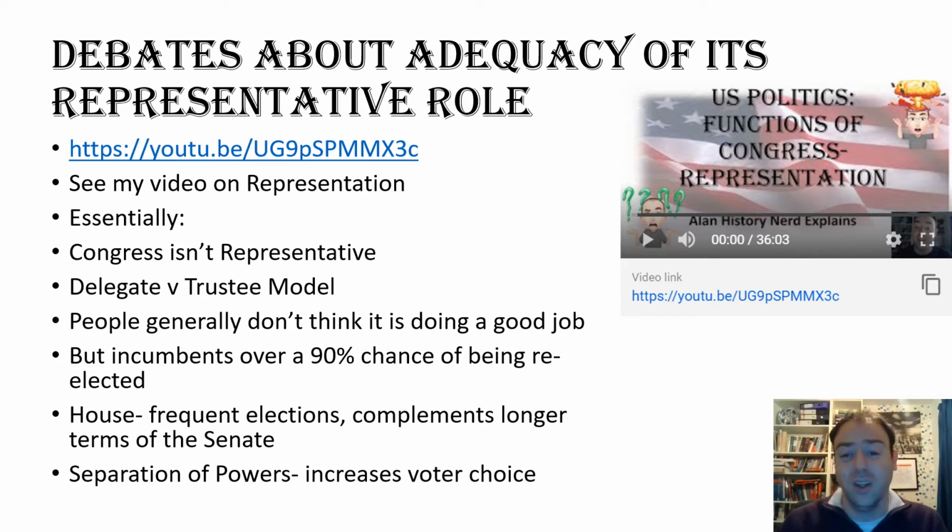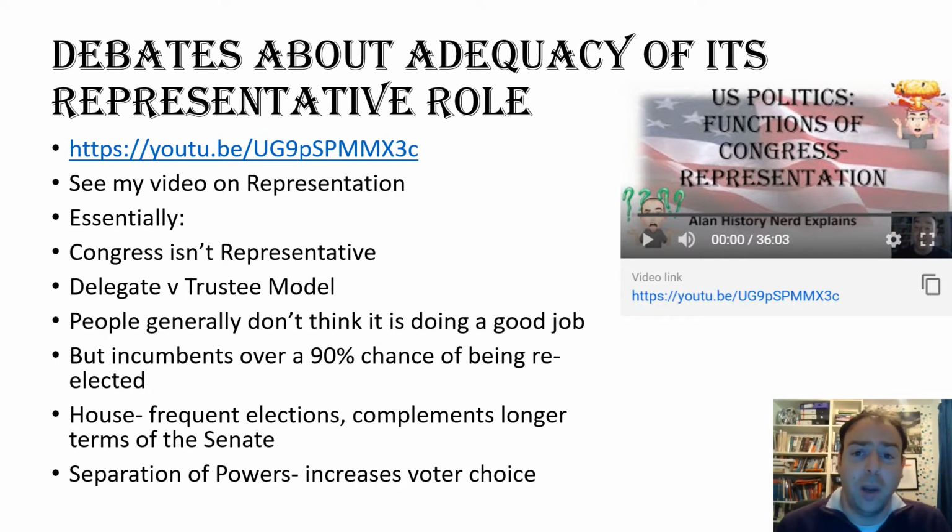If you're on the trustee model, then arguably it really does matter, because the experiences of the people in Congress are not going to be similar to the experiences of a lot of people in American society, and therefore you're not going to get great representation.